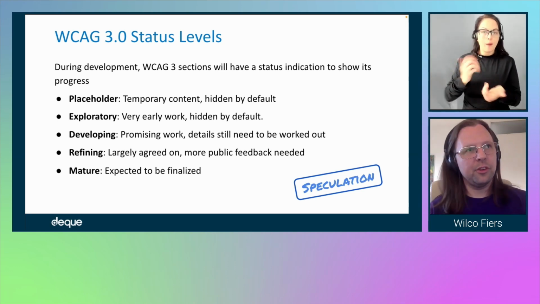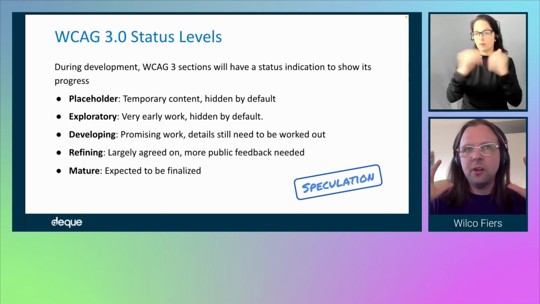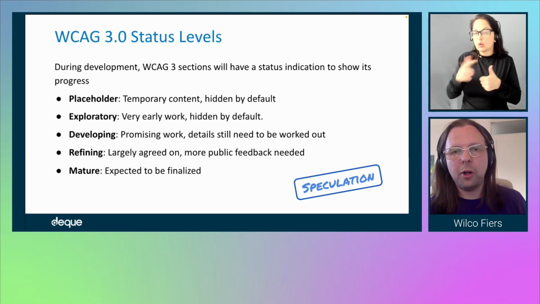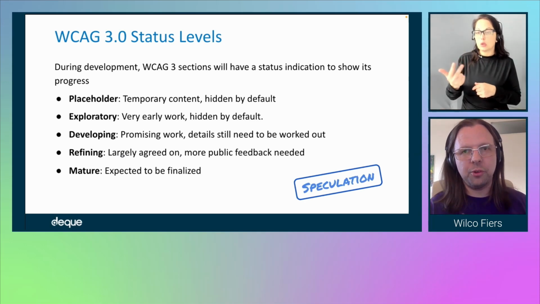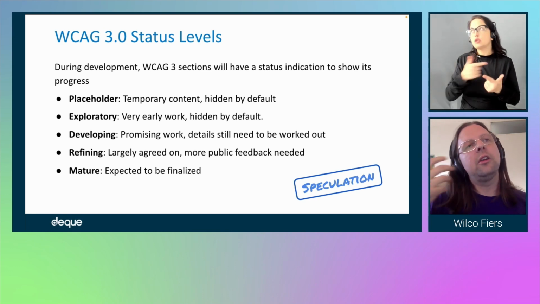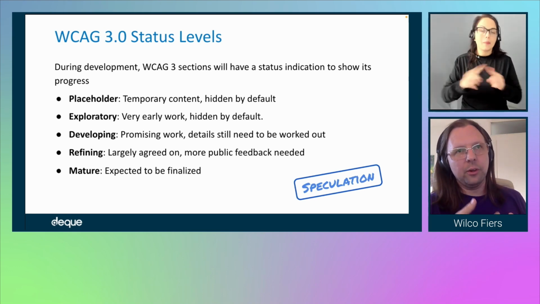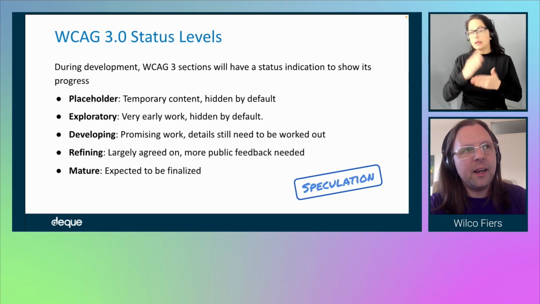And there are 5 levels in that. There's placeholder, which is temporary stuff. This is going to be hidden by default. Much of WCAG 3 is currently in the placeholder stage. We know something needs to go there. We don't know what to put there yet. There's exploratory, which is very early work. Some of WCAG 3 is there.